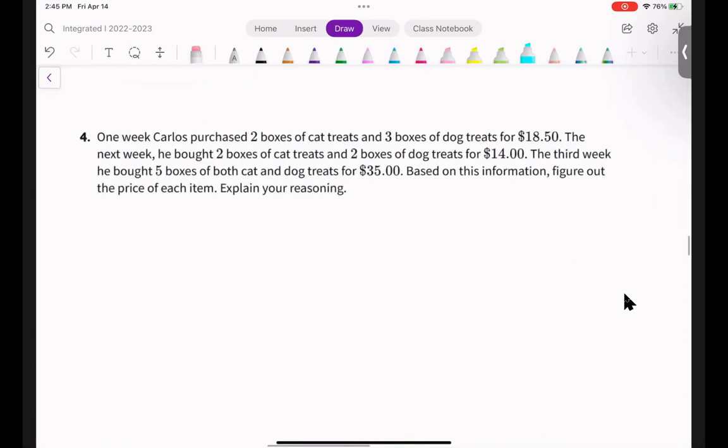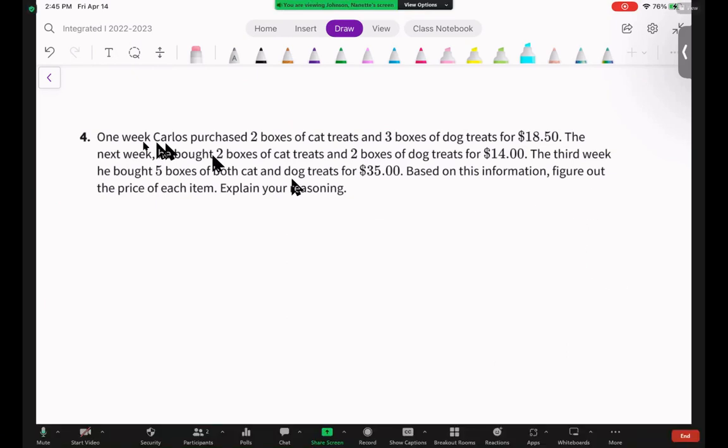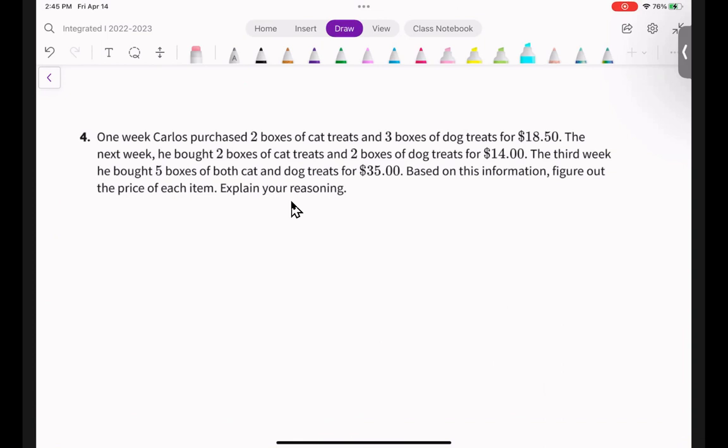So the next problem, again, you're going to try this one on your own. So go ahead and read it on your own, write the information on your own, and then your job again is to figure out the price of each item. So go ahead and do that, and then meet me back here. We have one more problem, and then I'm going to go around with the takeaways, and then we're pretty much done.